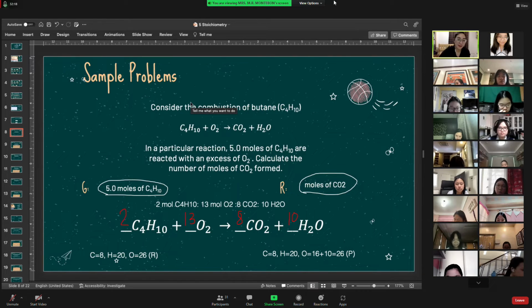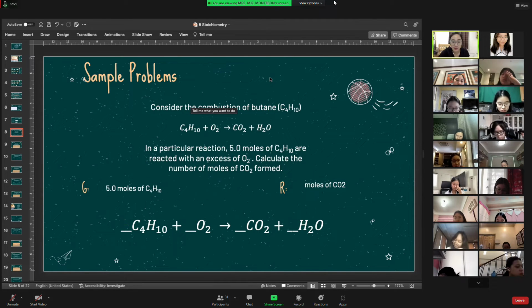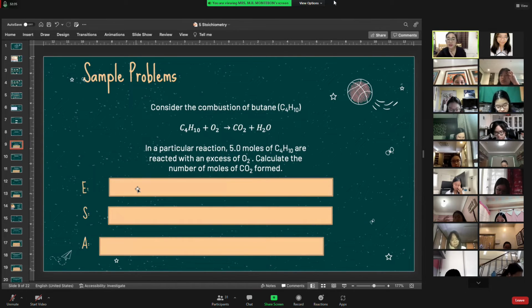We are not yet done because we have to know how many moles of carbon dioxide will be produced if we have 5 moles of butane. So here's how it is. Wait, I'll just clear my drawing. I hope you were able to copy that. And let's solve. Using the ratio that we got from our balancing part, this is 2, and then 13 here, and then 8, and then 10. So from our balanced part, you already have an idea of what the ratio will be. 2:13 to 8:10. So that's what we will be using.